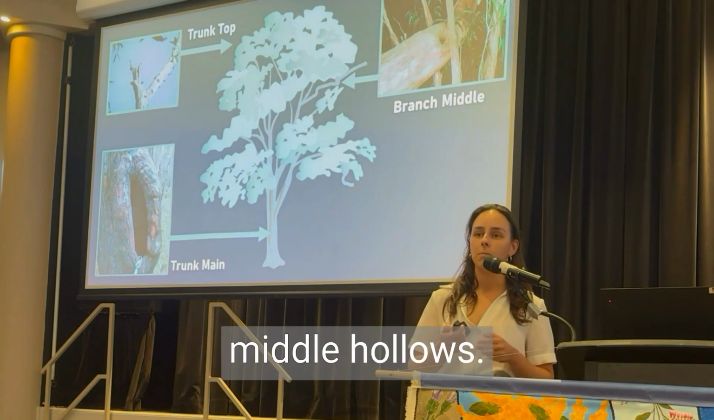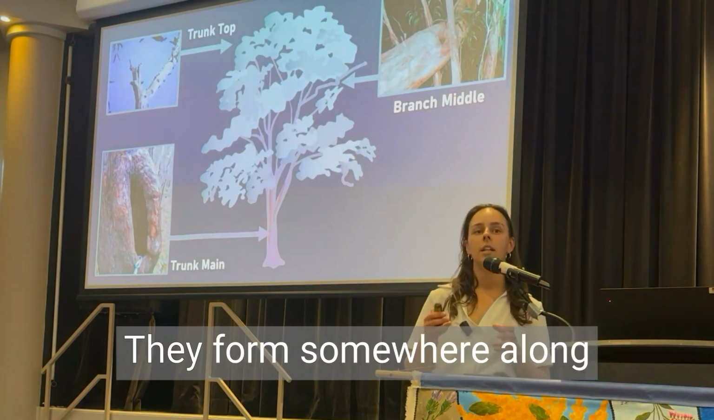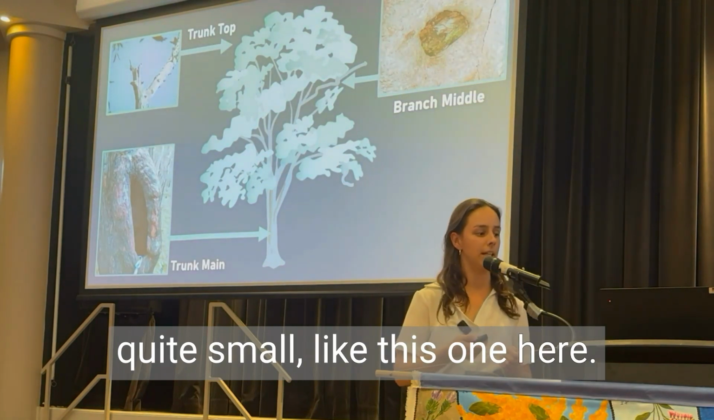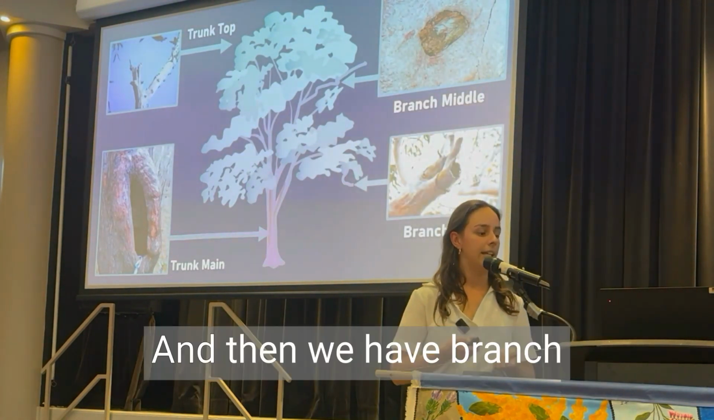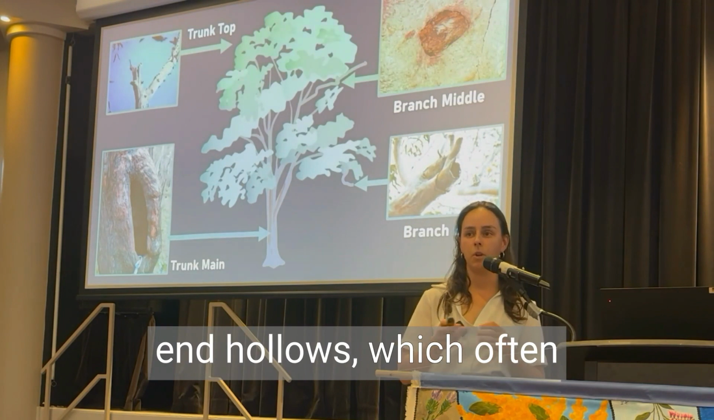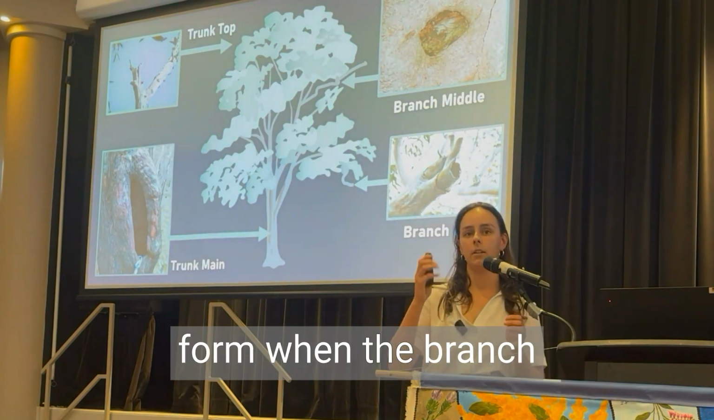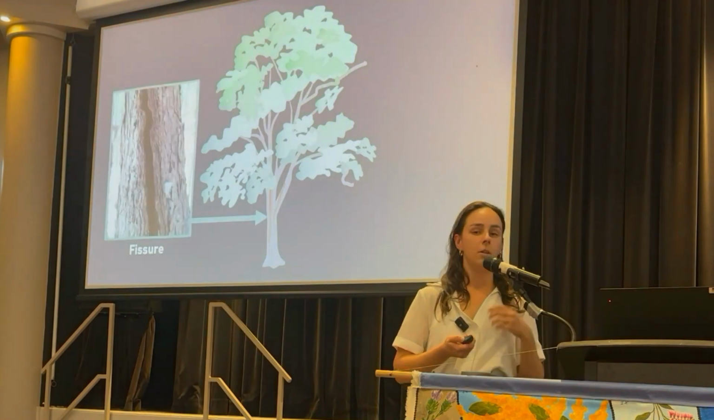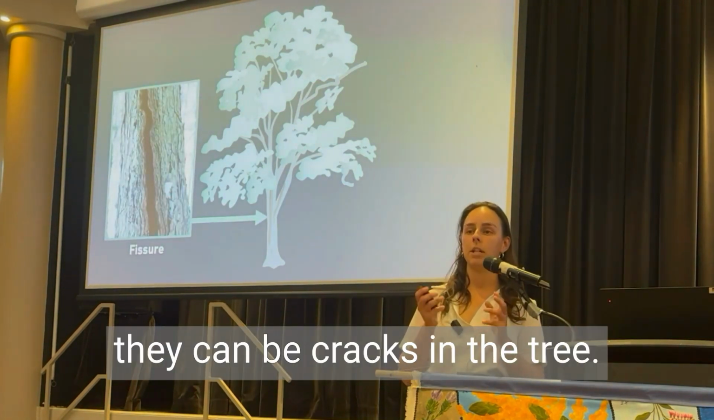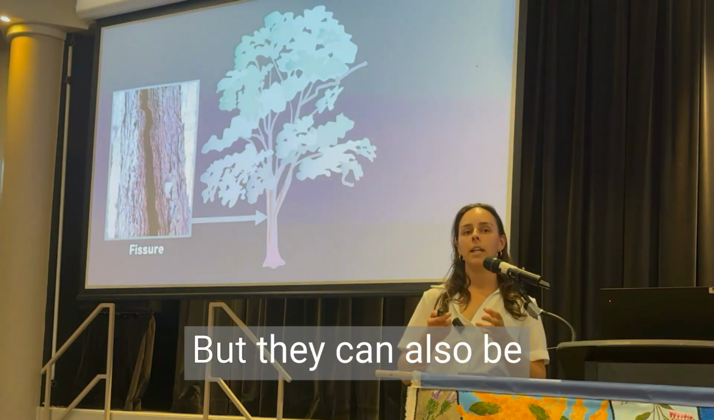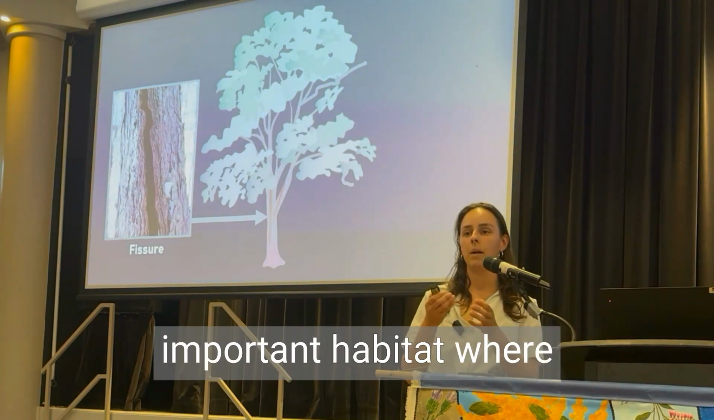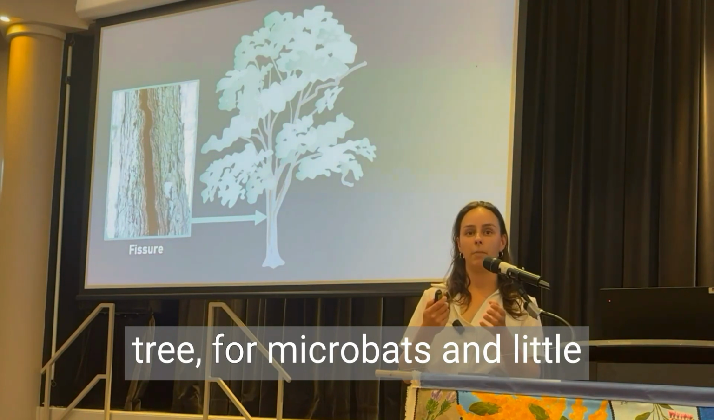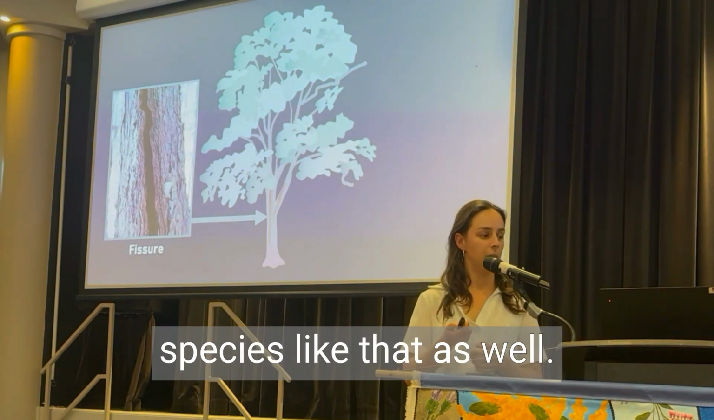Next, we have branch middle hollows. These aren't as common. They form somewhere along a branch and they're often quite small, like this one here. And then we have branch end hollows, which often form when the branch breaks at some point. We also have fissures, so they can be cracks in the tree, but they can also be important habitat where simply the bark meets the tree for microbats and little species like that as well.